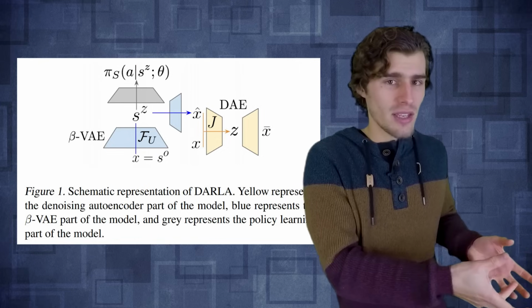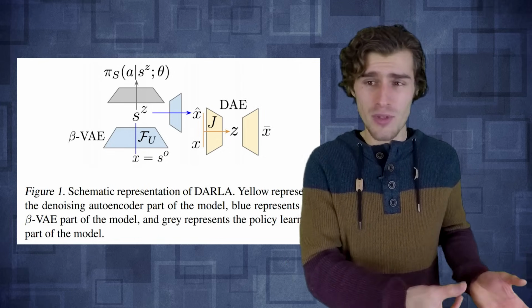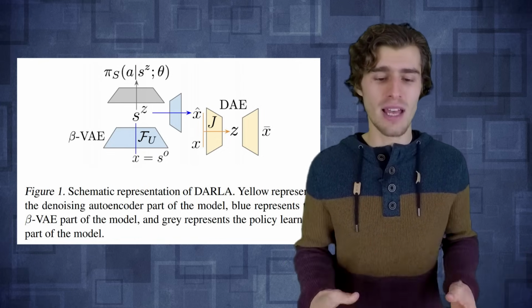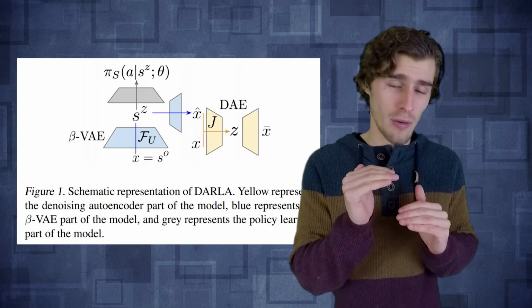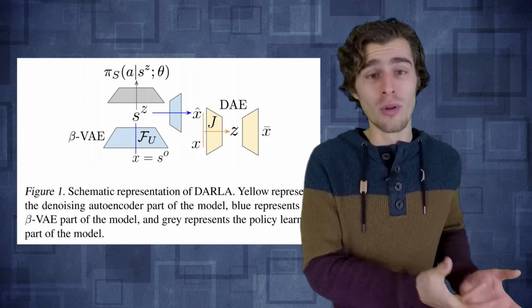So by using this variational autoencoder as some sort of a feature extractor, the hope is that you can actually run your agent on the representation, on the compressed representation, instead of on the full input space.